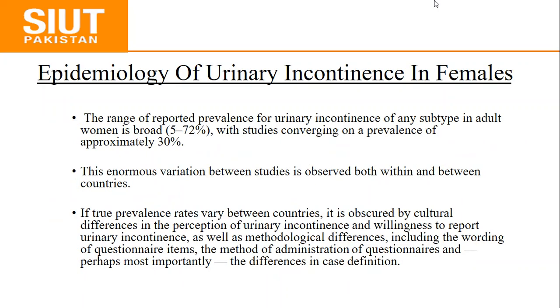The range of reported prevalence of urinary incontinence of any subtype in adult women is broad, about 5 to 72%, with studies usually converging on about 30%. This enormous variation is observed both within and between countries. If true prevalence rates vary between countries, it is obscured by differences in the perception of urinary incontinence and willingness to report it.